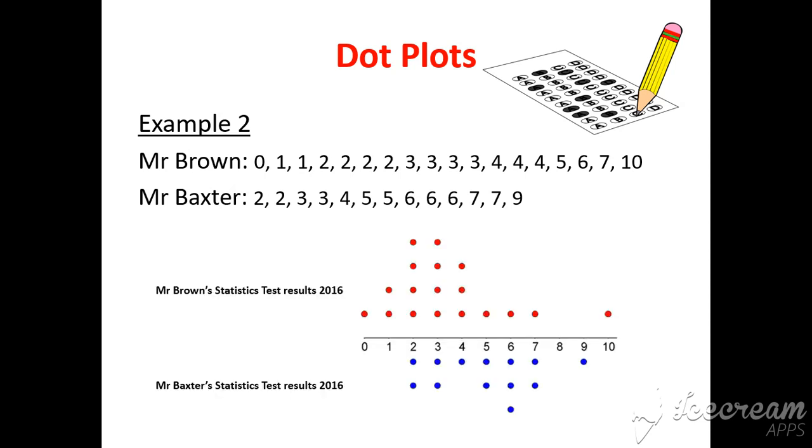Here it is here. We've got the scores going from the scale going from 0 to 10. The test was out of 10. And we've put Mr. Brown's results above. There was 1 student who got 0 and 1 student who got 10. And below we've put Mr. Baxter's class. Nobody in Mr. Baxter's class got 0. Nobody in Mr. Baxter's class got 1. But in Mr. Baxter's class, you can see the highest score was 9. Nobody got 10.